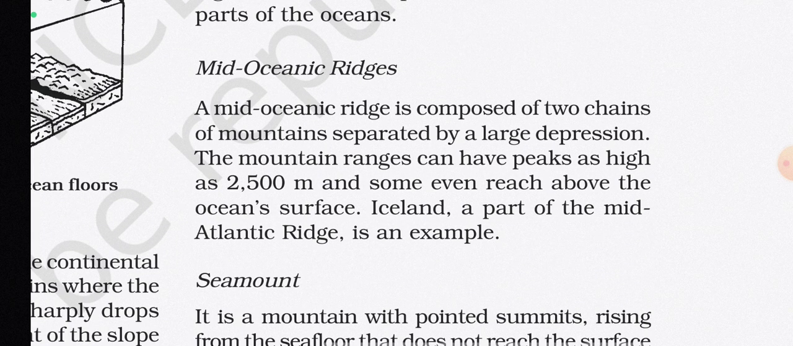Mid-ocean ridges. A mid-oceanic ridge is composed of two chains of mountains separated by a large depression. The mountain range can have peaks as high as 2500 meters and some even reach above the ocean surface. Iceland, a part of the mid-Atlantic ridge, is an example.